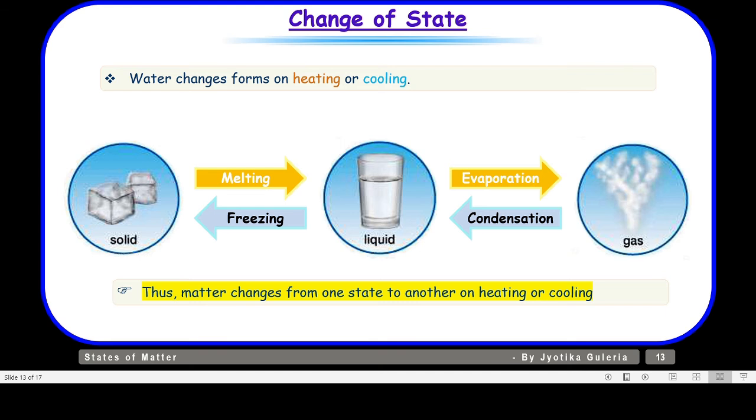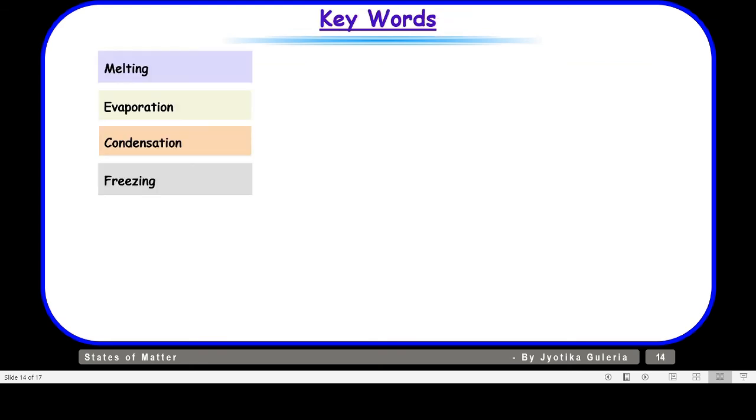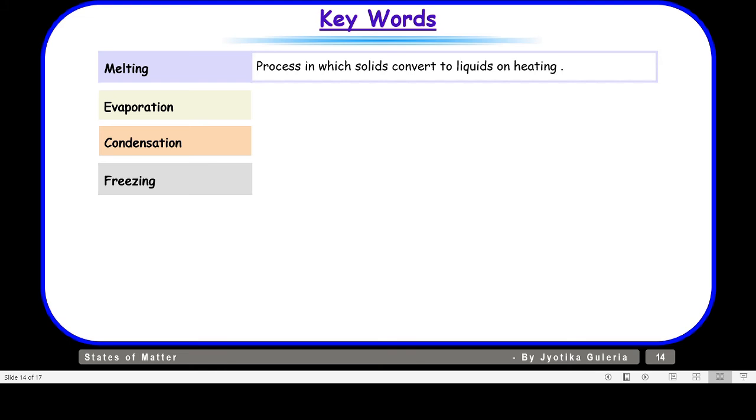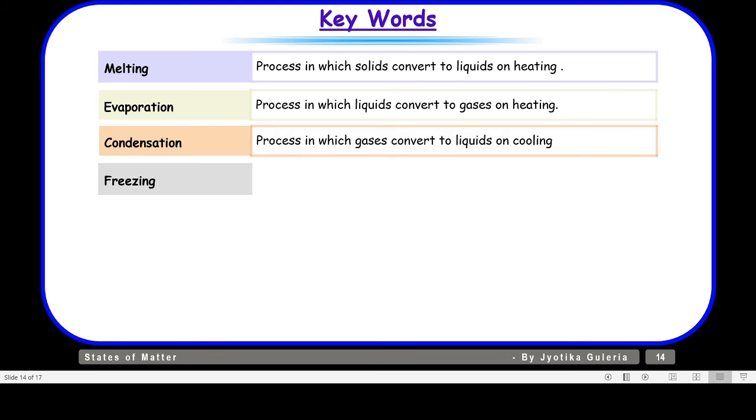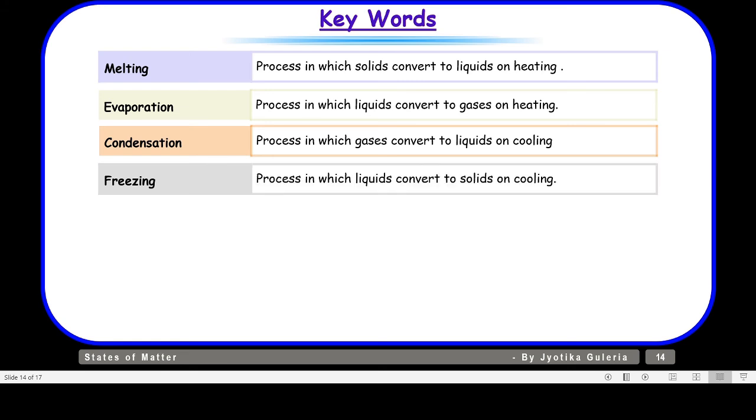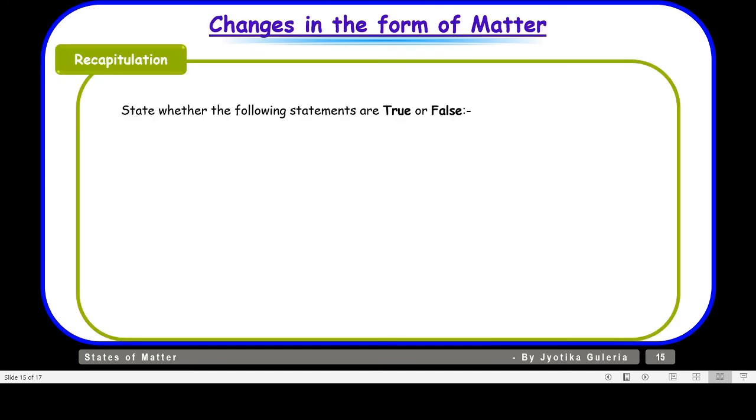Now children, with this we'll move on to the keywords. So first is melting. We know it is the process in which solids convert to liquids on heating. Evaporation is the process in which liquids convert to gases on heating. Condensation is the process in which gases convert to liquids on cooling. And freezing is the process in which liquids convert to solids on cooling. Now let us move on to the recapitulation section to know what all we have understood.